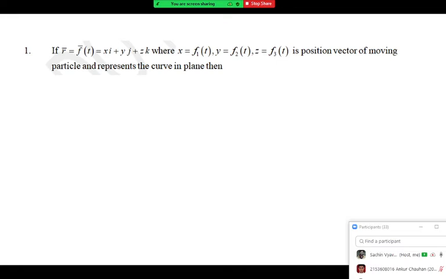R bar is equal to f bar of t. That is the equation written here, and this equation is known as the vector equation of the curve. To write this vector equation of the curve, what is the requirement? The requirement is we should know the parametric equation of the curve.